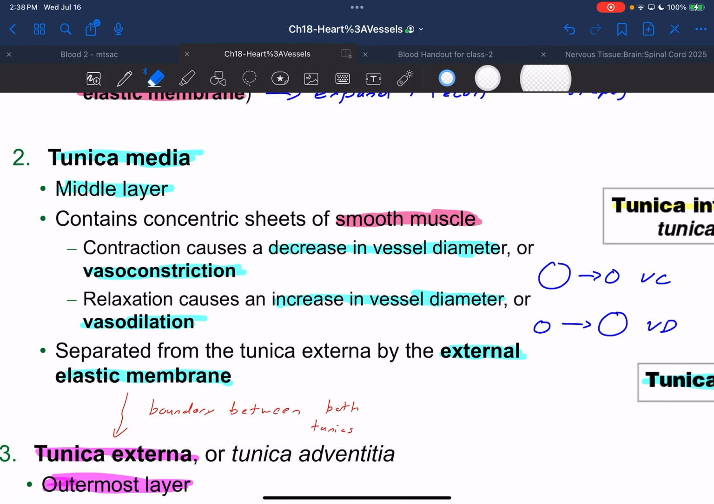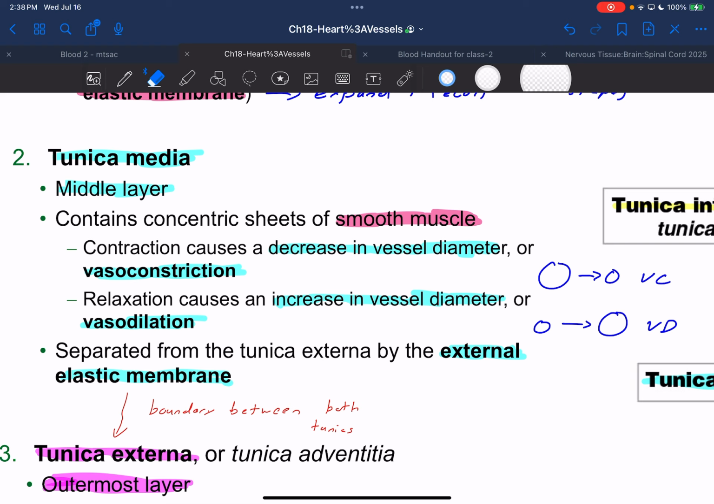Because in that middle layer, you have smooth muscle in the arteries. You also have it in the veins. It just happens to be larger in the arteries. That's something you should notice from the photo. On top of that, that smooth muscle allows for two actions, vasoconstriction and vasodilation.